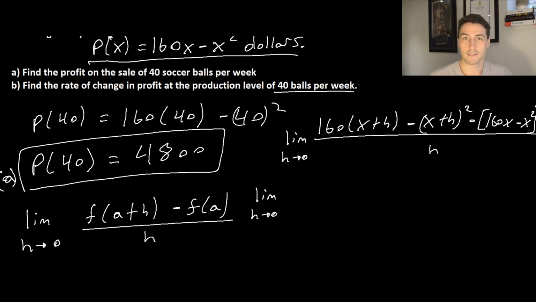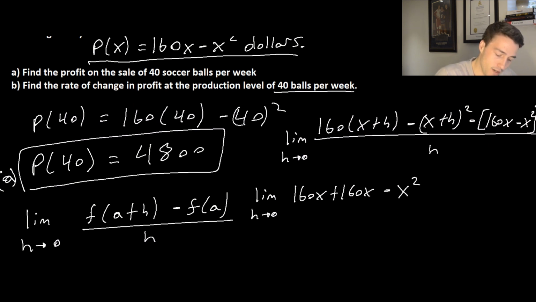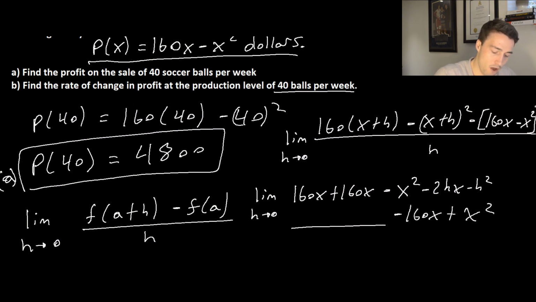So similar to the last example, I'm going to expand this out. So this is going to be 160x plus 160h minus x squared minus 2hx minus h squared. And then I'm running out of room, but I'll just write it below. Minus 160x plus x squared. This is now all over h.